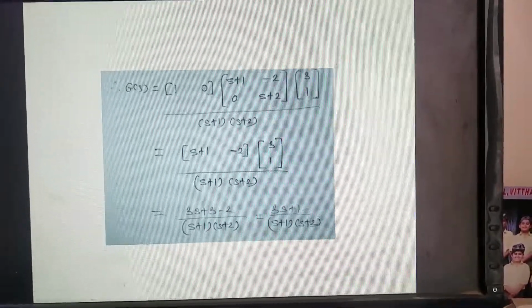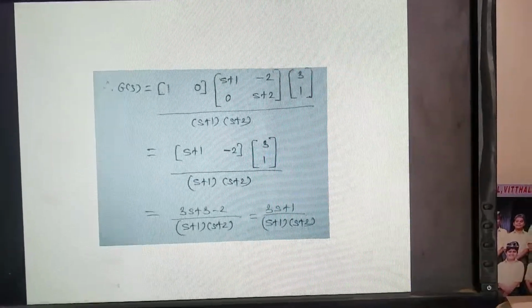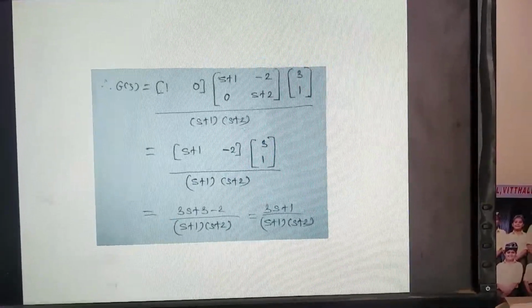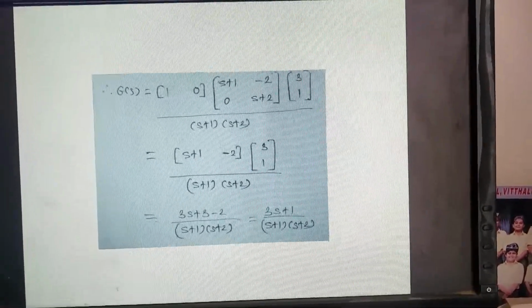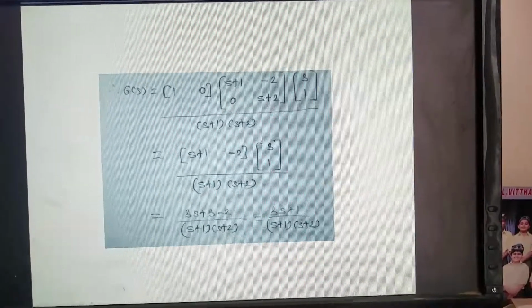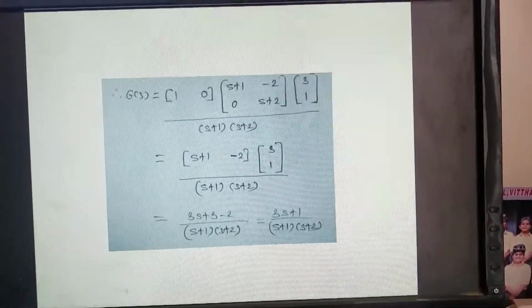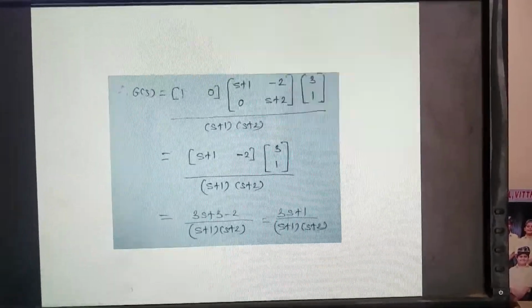What is the order of C matrix? It is 1 by 2. What is the order of (sI - A)^-1? It is 2 by 2. So what will be the order of the resultant matrix? It will be 1 by 2. So if you multiply the first two matrices, what value of matrix you are getting? It is [s plus 1, minus 2]. Now this [s plus 1, minus 2] is to be multiplied with [3; 1].